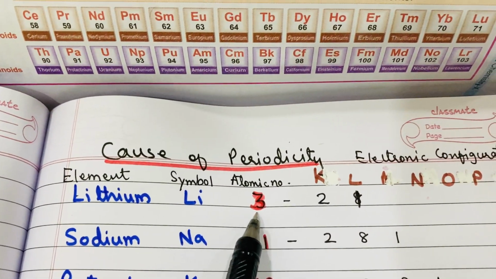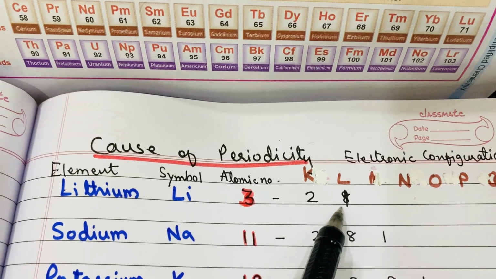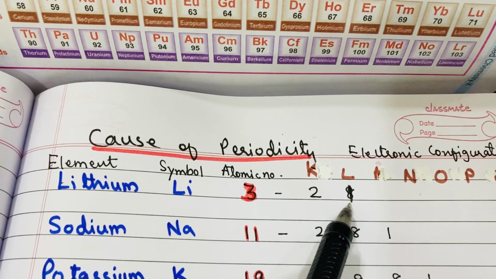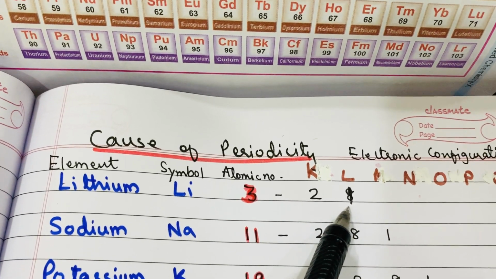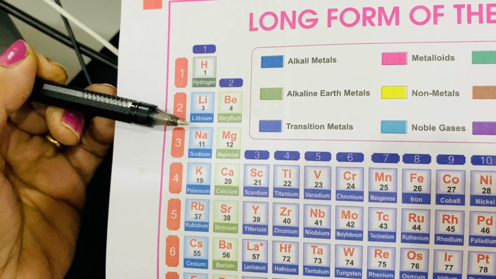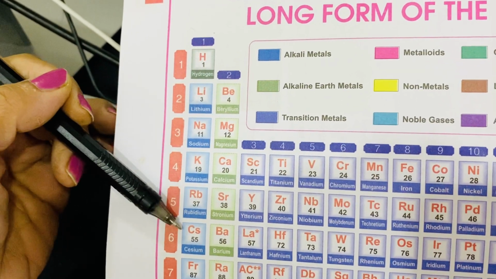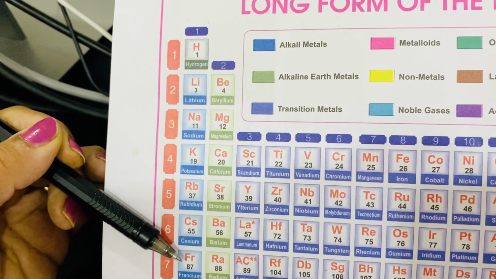In the electronic configuration of lithium, you can see the atomic number is 3, so the electronic configuration is 2, 1. That means it has 1 electron in its outermost orbit. And such elements which have 1 electron in their outermost orbit are placed in group 1. Now you can see here hydrogen, lithium, sodium, potassium, rubidium, cesium, francium. All these elements are placed in group 1.